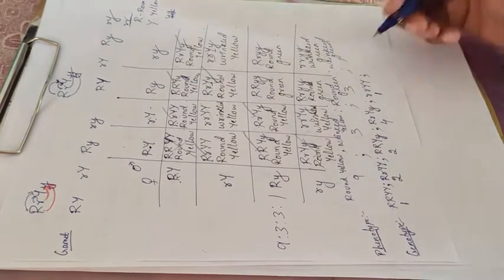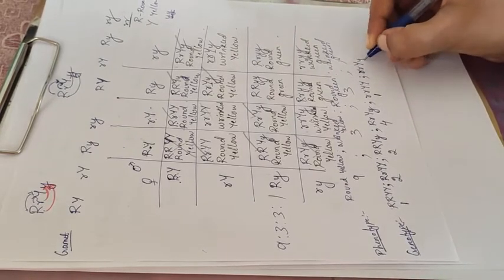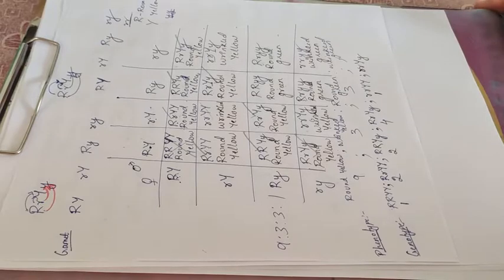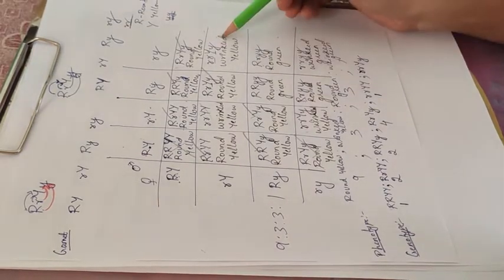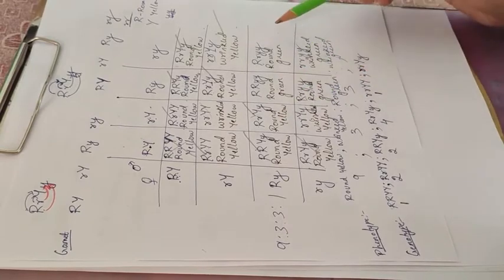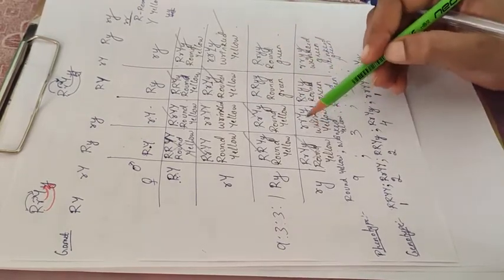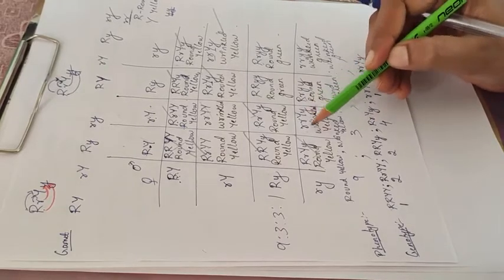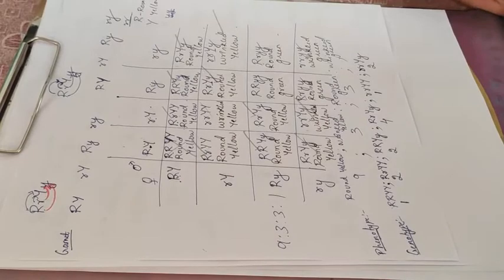Now it is again R, R, capital Y and small y here. This is 1. Again, if you come back, you can see same combination here. It is small r, capital Y, small y. So this will be 1. Therefore, it is only 2.